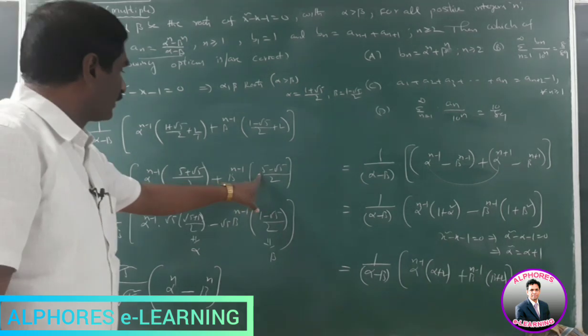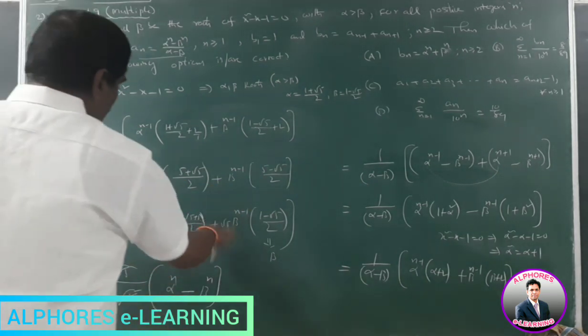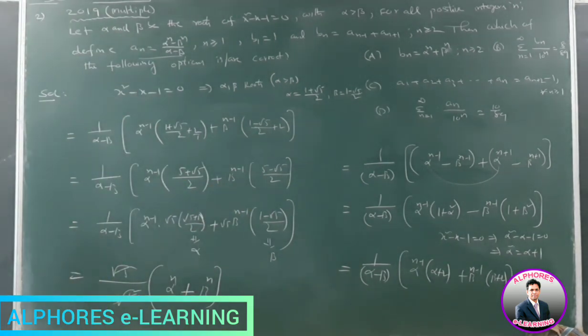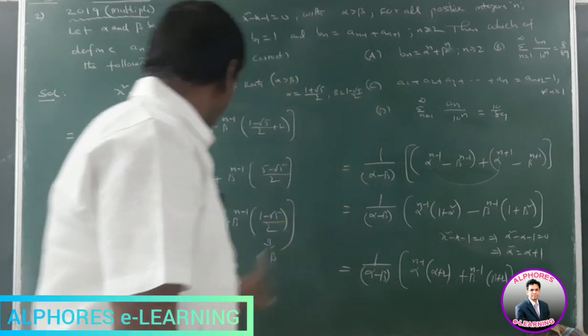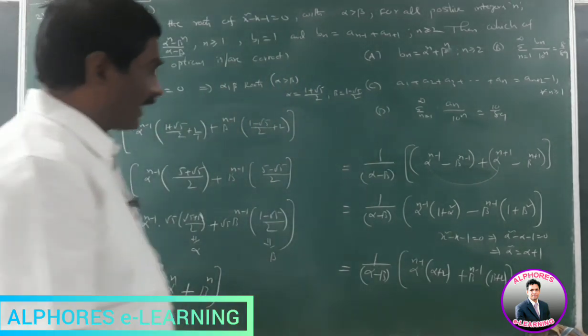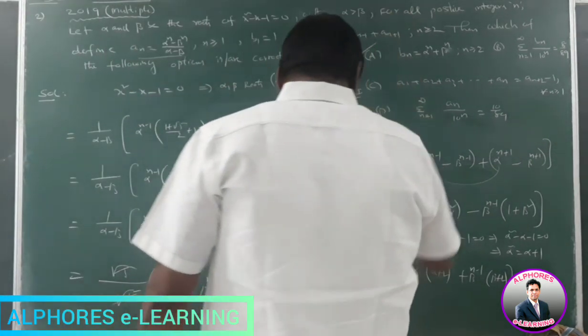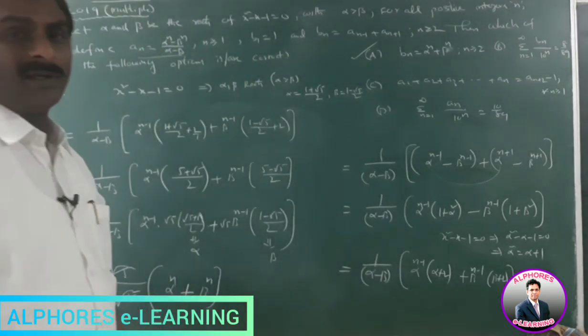Alpha power n plus beta power n. Finally we get the first value: B suffix n is equal to alpha power n plus beta power n. It is true. First option is true. Okay. Next.